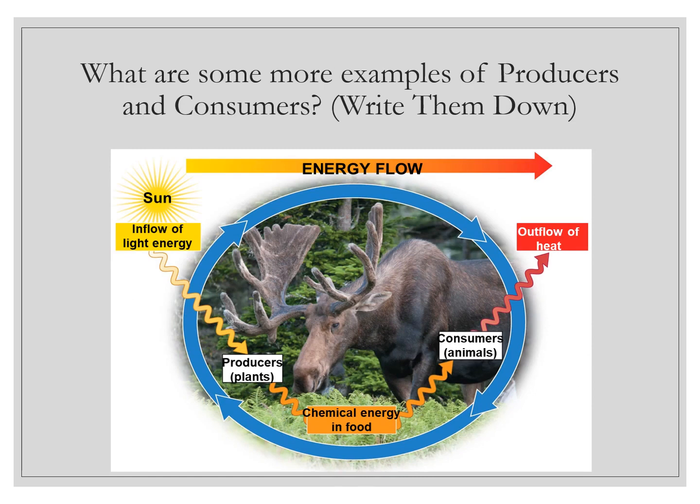So now just pause the video for a second and think about this idea of producers and consumers and what are some more examples of them. Okay, so just pause the video and write them down. So hopefully you were able to come up with some good examples of producers and consumers. So we said plants and animals, right? But pick maybe a tree as a plant, and a horse as an animal. Those are my two, right?